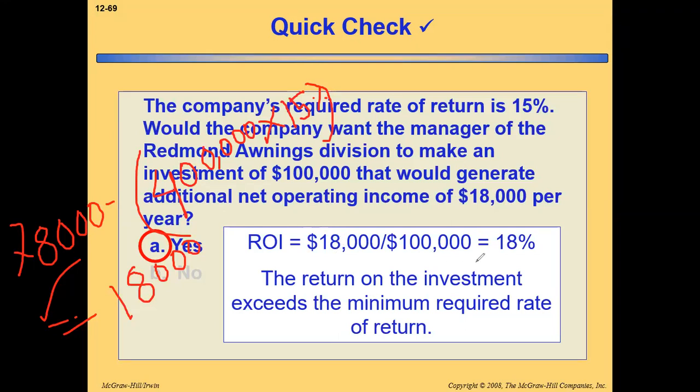Actually, they compare that ROI is 18% and our minimum required rate is 15%. That means we have a 3% profit, so we'll invest in that project. Okay, sir.